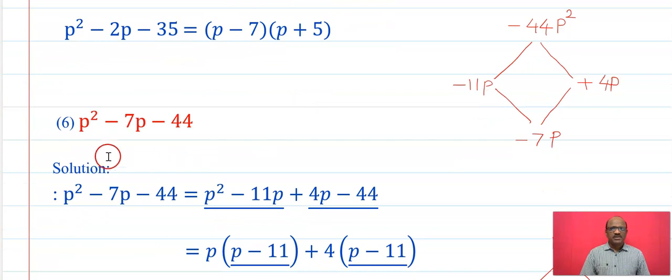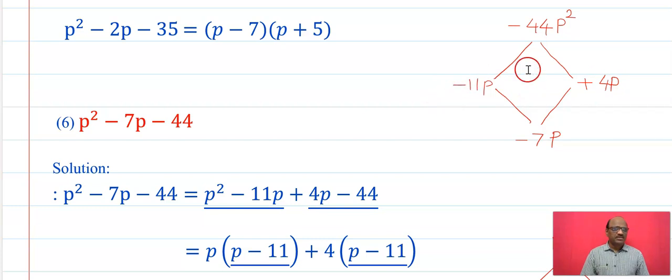Next example, p square minus 7p minus 44. पुन्हा product of the first and last is minus 44p square आला पाहिजे. What about the middle term? Middle term किती तर minus 7p आहे. पुन्हा असे दोन नंबर्स आपल्याला फाइंड आउट करायचे की ज्याचा प्रॉडक्ट किती आला पाहिजे minus 44p square, आणि ज्याचा सम किती आला पाहिजे minus 7p. It's definitely that the two terms must have different signs.